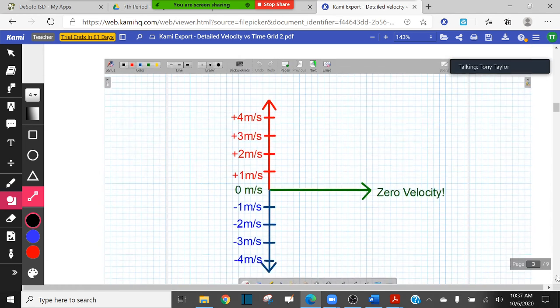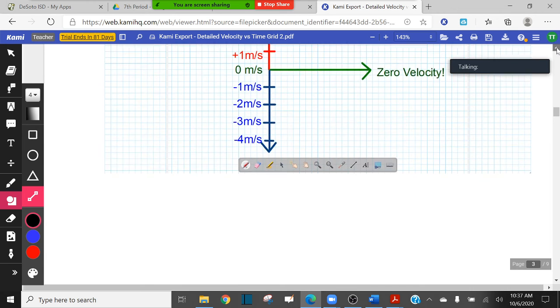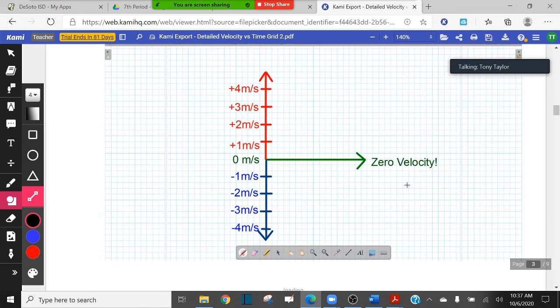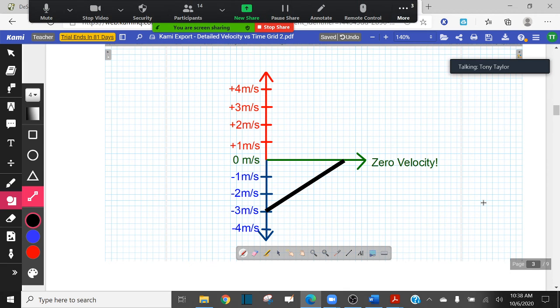Can someone tell me, if I gave you this on a velocity versus time graph, what's happening there? What's going on there, guys? Well, hopefully you should see that I drew a line that represents an object that is moving in the negative direction while also slowing down. So before, we were moving in the negative direction and speeding up.